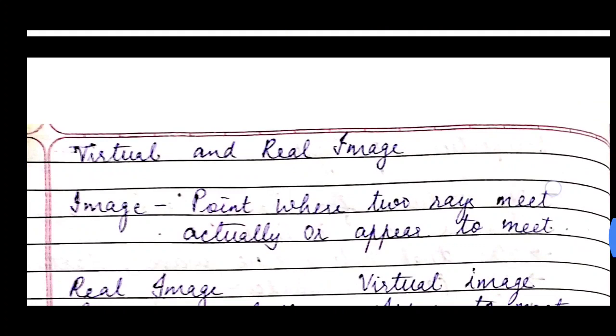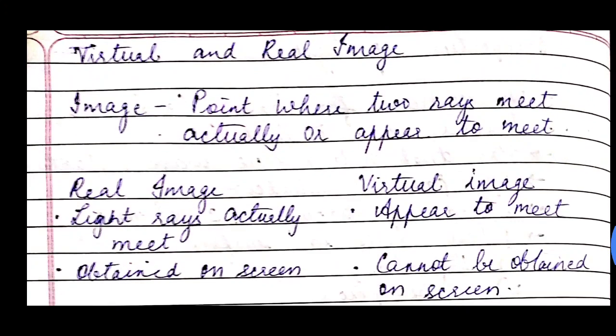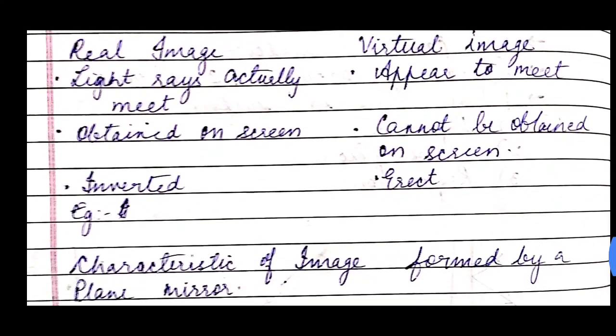Next is what is a virtual image and what is a real image. What is an image? A point where two rays meet, actually or appear to meet. When they actually meet, it forms a real image, and when they appear to meet, it forms a virtual image. Now let's see the difference between a real image and a virtual image. In a real image, the light rays actually meet, and in a virtual image, they appear to meet. Suppose we are seeing any object, that is the real image of the object.